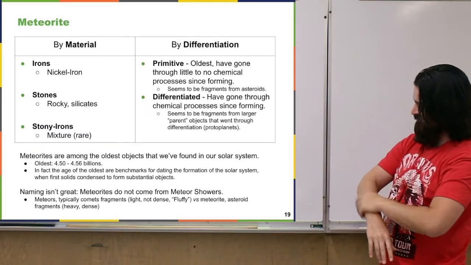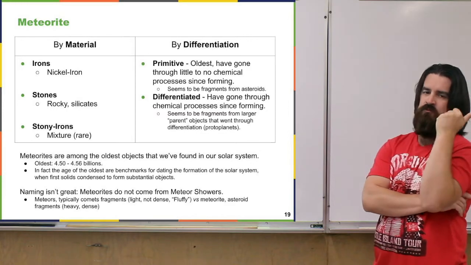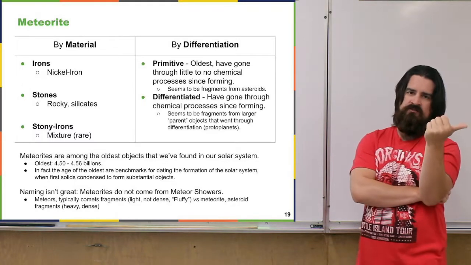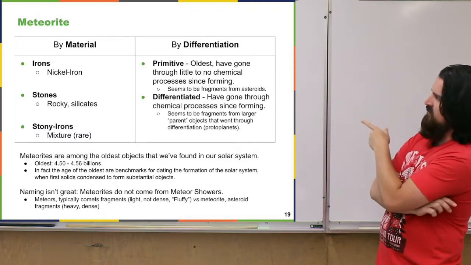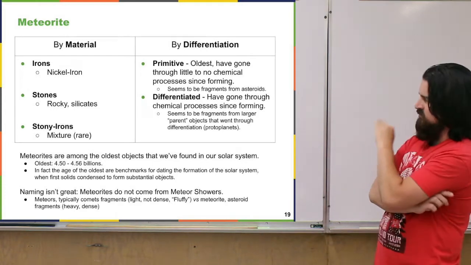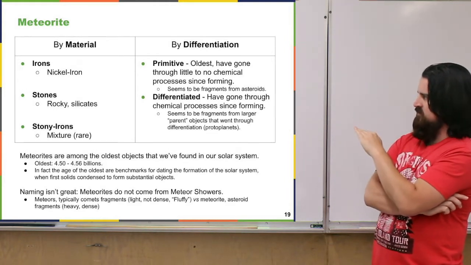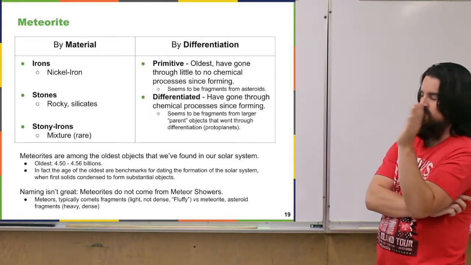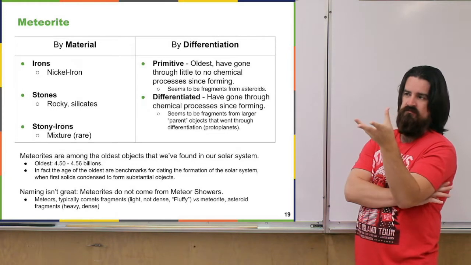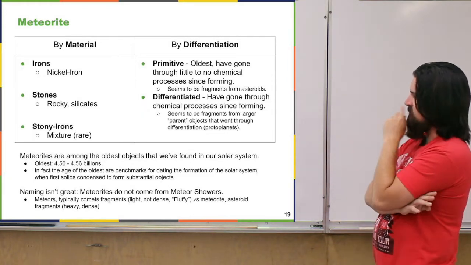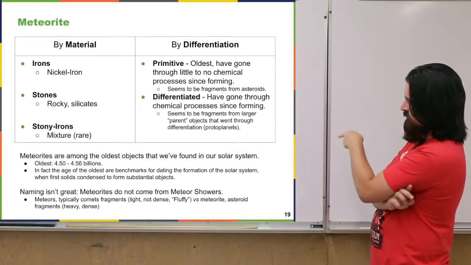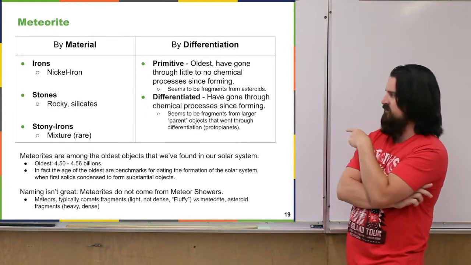Another way of classifying them is by differentiation. Basically, whether they've gone through a process of differentiation at some point, or whether they came from a larger object that had differentiated. So in that classification, we have the primitive objects, and those are the ones that don't seem to have ever gone through any differentiation. These primitive ones are pretty much the oldest objects that we have found so far. They haven't really been heated since basically the beginning of the solar system. Or maybe they were never heated, they're just clumped together. For the most part, the primitive meteorites seem to be fragments from asteroids. That's what we've found.